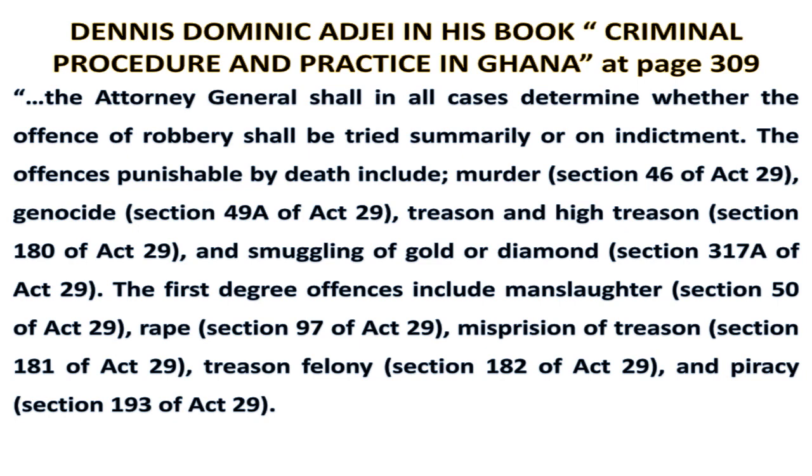So it is important to note that capital offenses like murder are triable on indictment. First degree felonies are also triable on indictment, but check the law that creates that first degree felony and find out whether it also gives a possibility of trying that offense summarily, as we have for the offense of robbery.